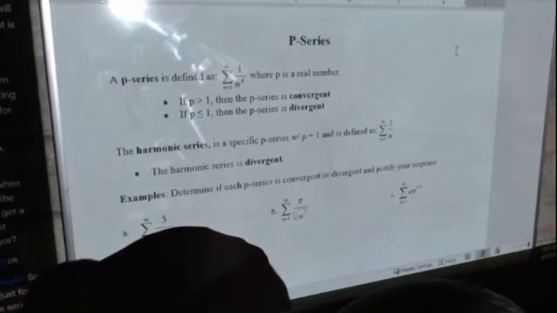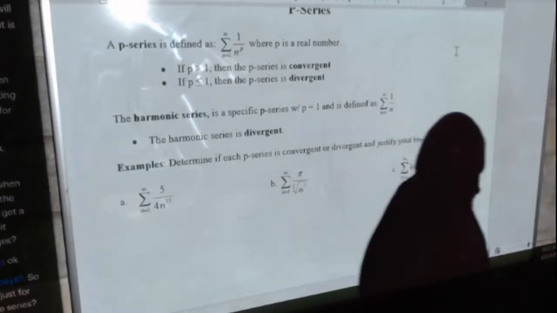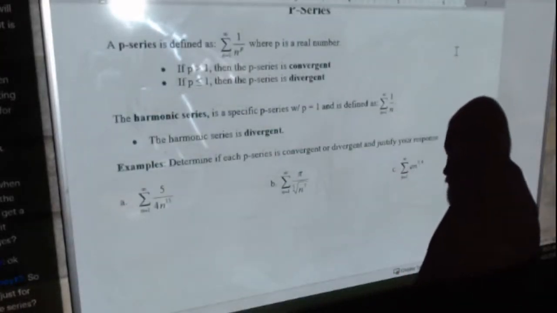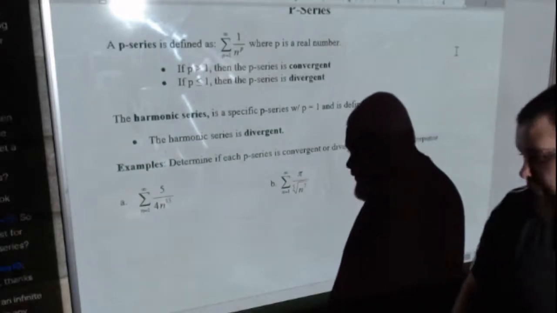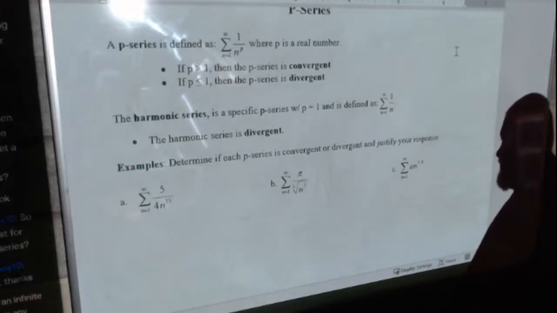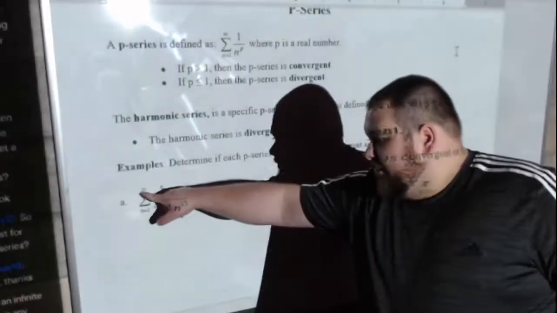Now this is one that you might like. This is called the P series. I really got to figure out how to get this glare off of here. An infinite series is any series that goes to infinity. Yes, infinite series meaning that the upper bound is infinite.